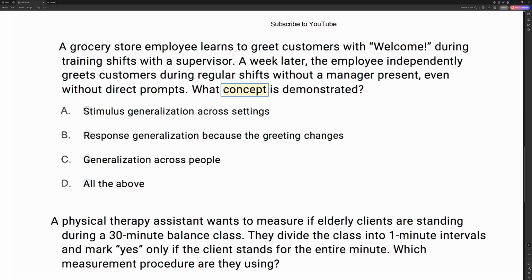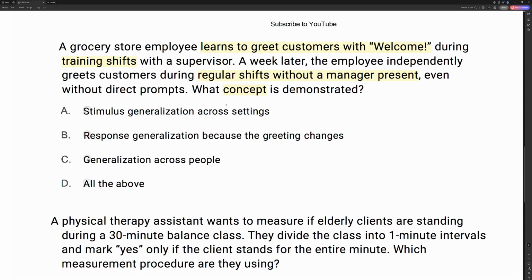Concept is basically an idea or a term, right? What concept are we talking about? We have a grocery store employee. They learned to greet customers with welcome. Whenever you see this idea that somebody is learning something, and then we go into a different environment, right? So during training shifts, and then a week later, they go to regular shifts without the manager present, we've got to start thinking generalization, right? Because the behavior is happening outside of that learning environment.